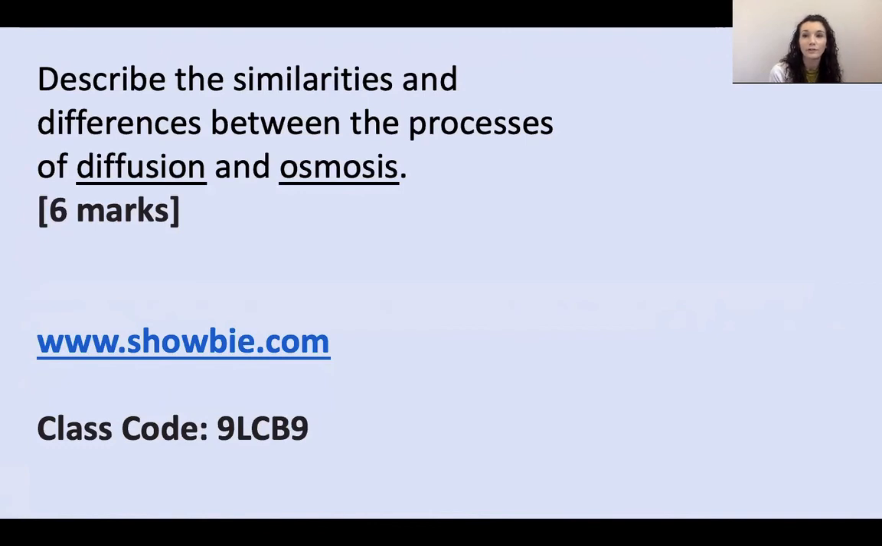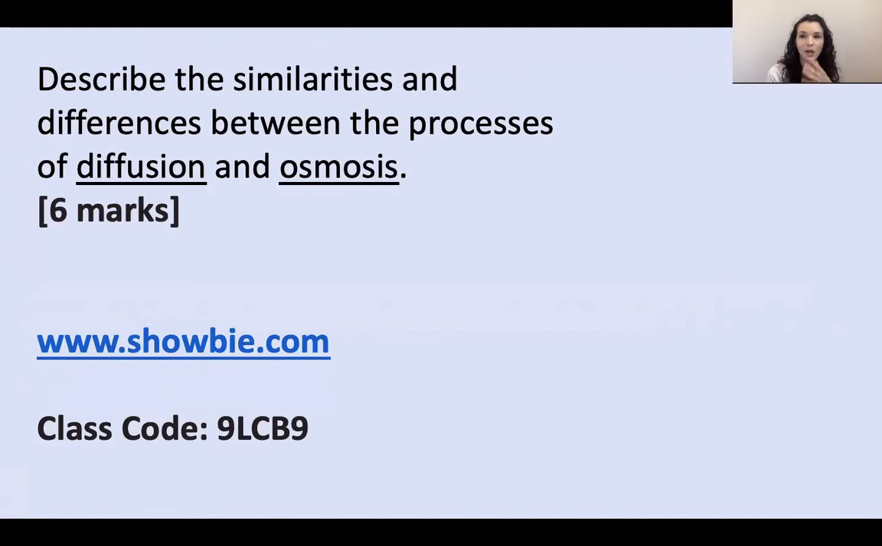So the question for this week is: describe the similarities and the differences between the processes of diffusion and osmosis. So if you think that you can have a bash at this on your own without any clues, then stop the video now and have a go independently. All right, I'm going to talk you through, though, if you need to, some clues.